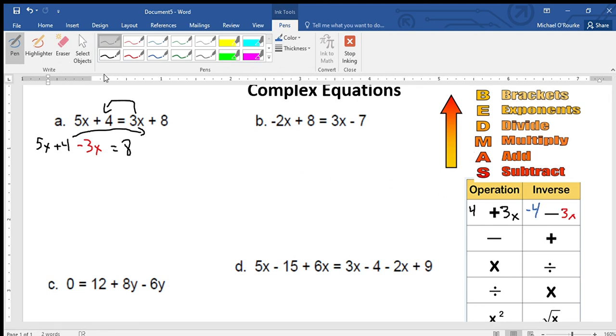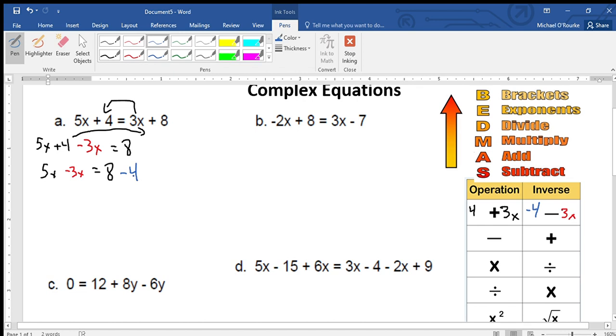So if I were to rewrite this again, I'd write 5x minus 3x equals 8 minus 4. Now I can combine my like terms. 5x minus 3x equals 2x. 8 minus 4 equals 4.